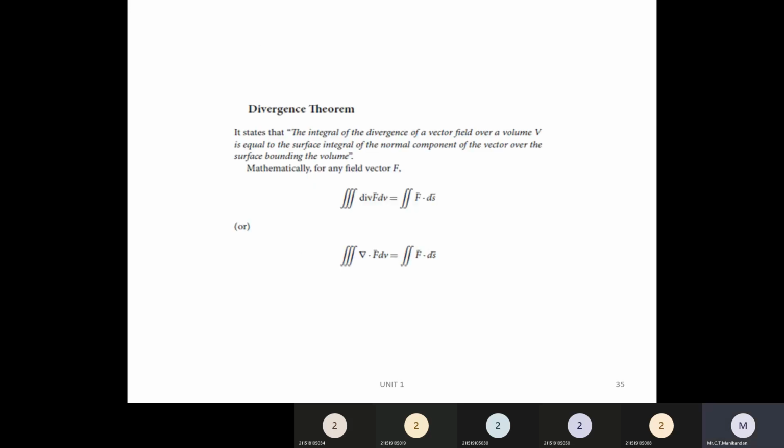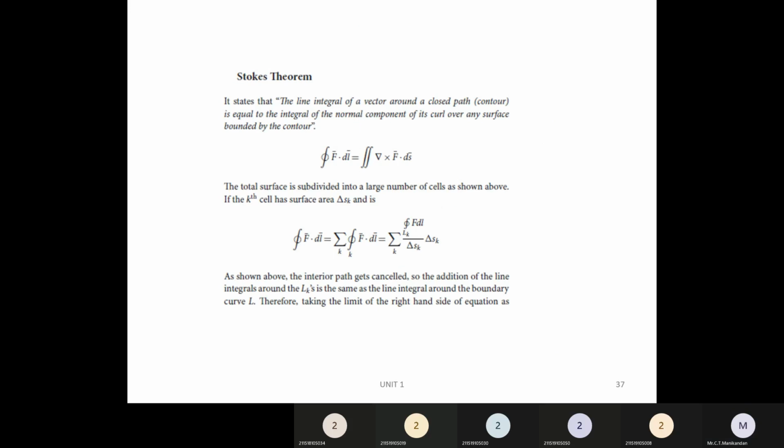Then the basic theorems are the divergence theorem and Stokes theorem. The volume integral of the divergence of the vector is equal to the surface integral of that vector. Yes, we are seeing these things.